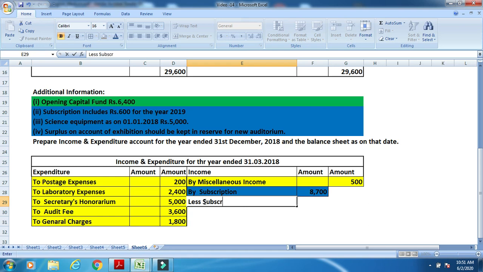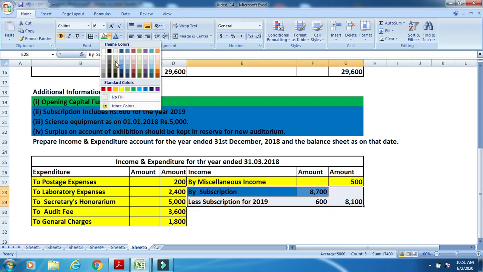less subscription for 2019. What is the value here? They give 600. Deduct the 600. What is the balance? 8,100. So the first adjustment is over.